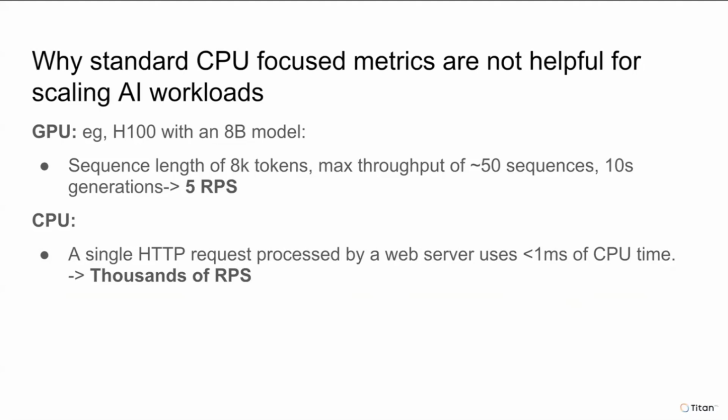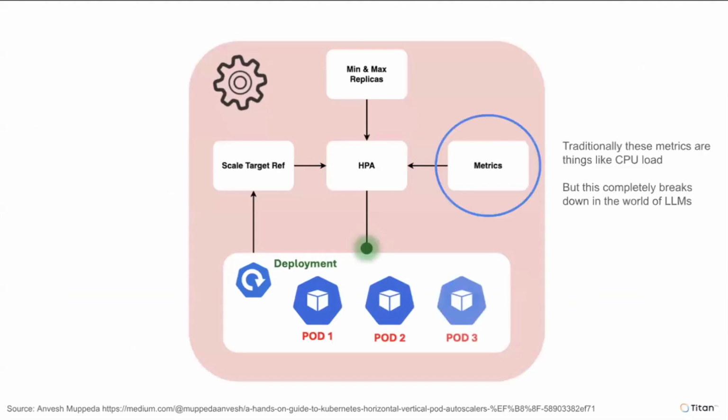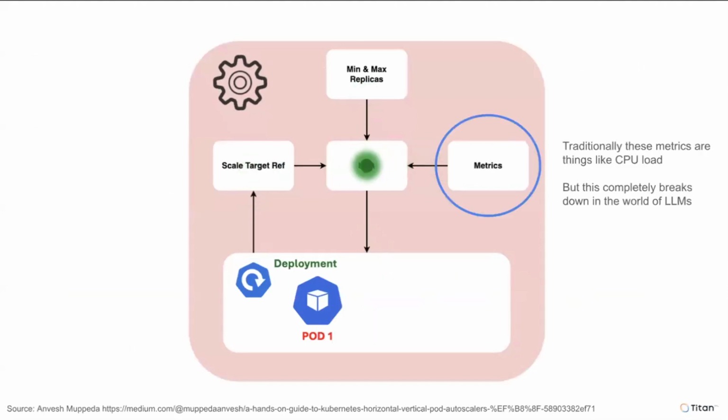So if I'm building my scaling to scale up and scale down to ensure the right performance of my application, scaling on the CPU would be completely the wrong metric, because my CPU won't get overloaded until way after my user experiences bad performance. In AI, because all of the heavy lifting is done on the GPU side and not on the CPU side, traditional scaling mechanisms using the CPU are not going to work. It's going to be a lagging indicator of when scaling would actually be required. And so this is going to break down completely.